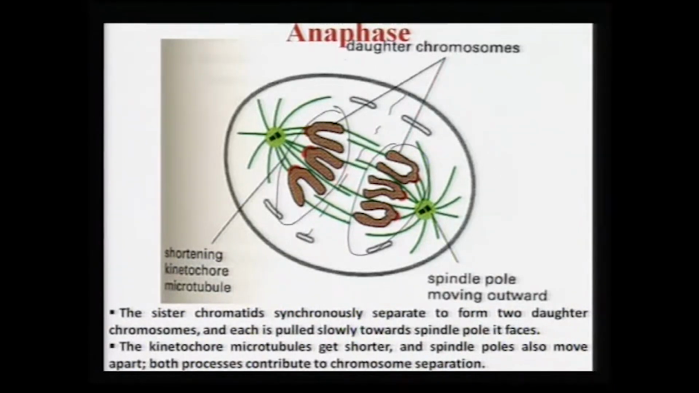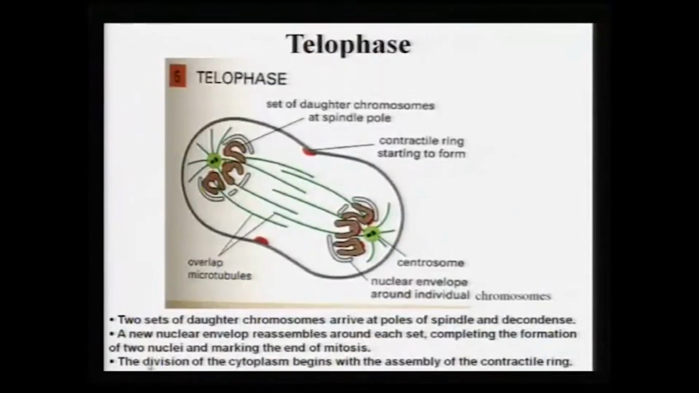Okay. In anaphase the splitting starts very clearly, from one nucleus into two nuclei, and after telophase it is exactly very clear, as you can see here, that the contractile ring also starts forming, and there are overlapping microtubules.